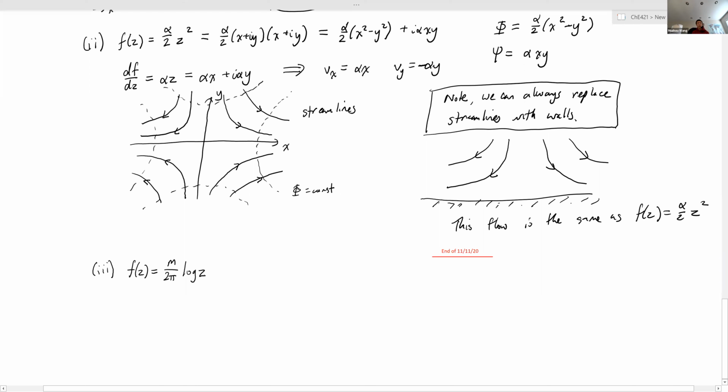And so again, we can figure out what the potential function is, the stream function is, and the velocity components and all of that stuff, right? And so to do that, we need the real and imaginary components, okay? Remember how complex numbers can be written in terms of a polar representation, right?